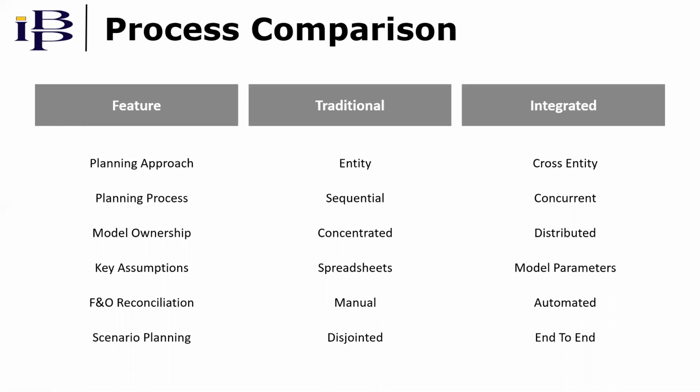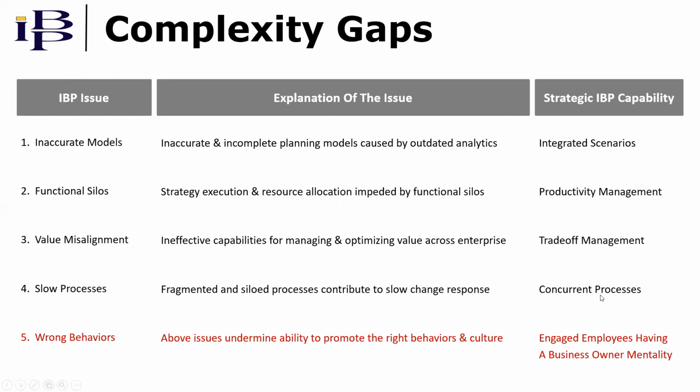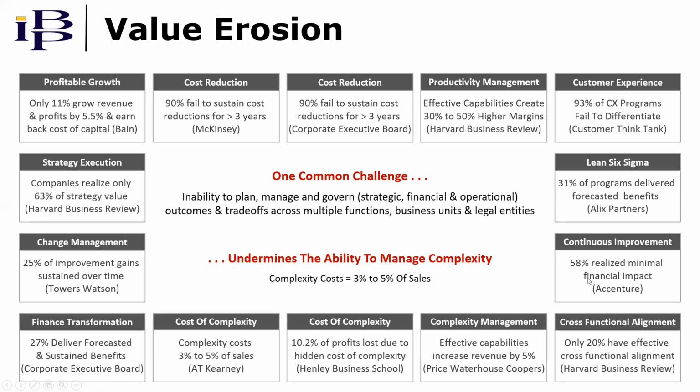These are some pretty significant differences between strategic and tactical IBP processes. And these differences really are embedded into these initial complexity gaps that I talked about earlier. And when you're looking at what we talked about to this point, you should understand what we mean by the IBP issue with inaccurate models and how integrated scenarios address that. And we talked about productivity management, trade-off management, concurrent processes, and how having the right tool, or the right processes, should allow you to drive the right behavior. And all of these lead to capturing these value opportunities that we talked about earlier.